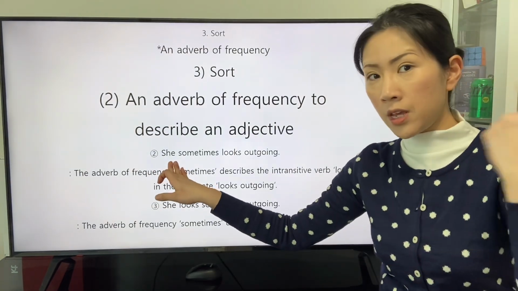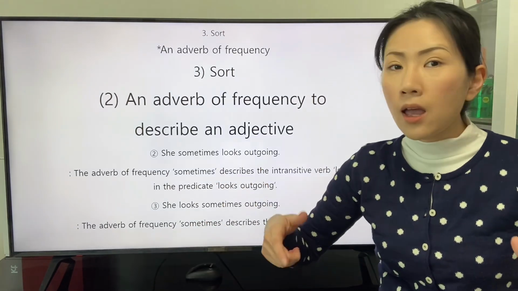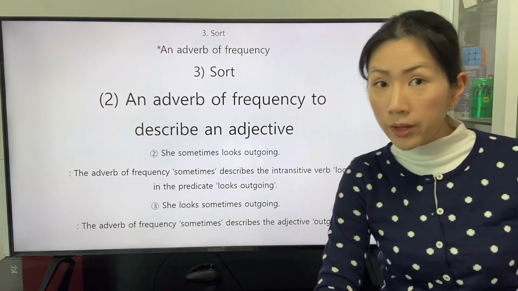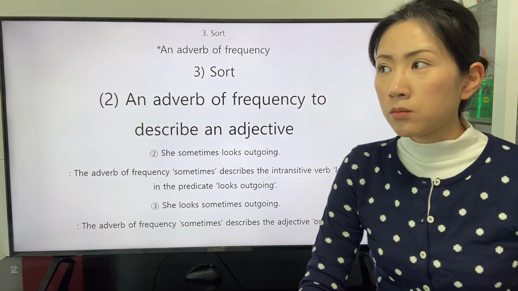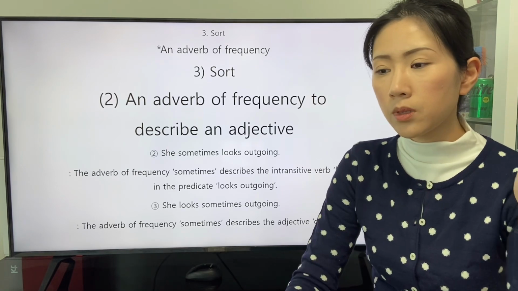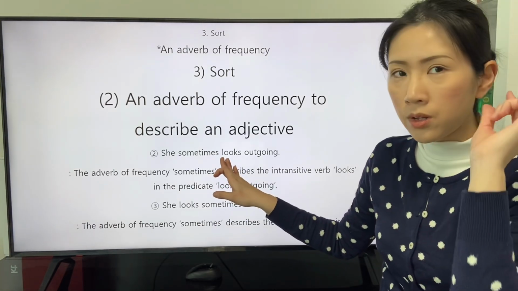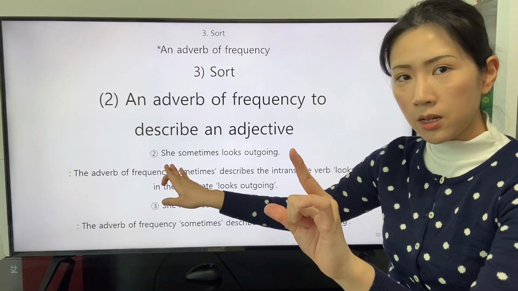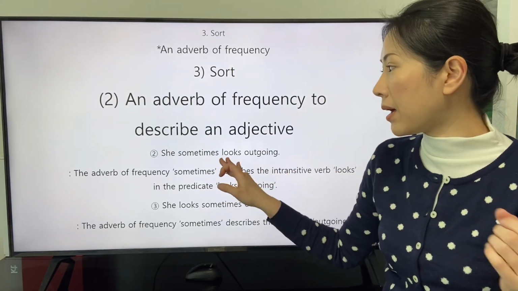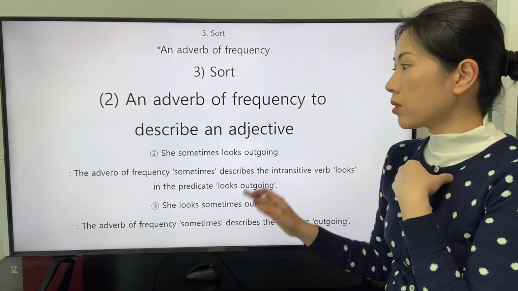The speaker of this second clause responds to this question: how often does she look outgoing? This question focuses on the times that the subject is the object of the action indicated by the intransitive verb looks from the speaker.